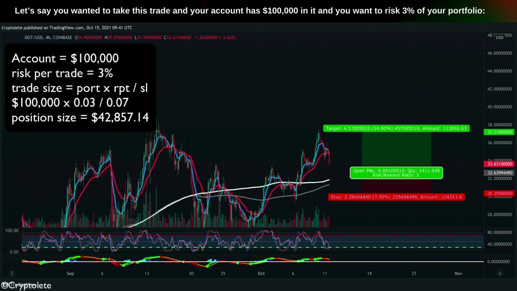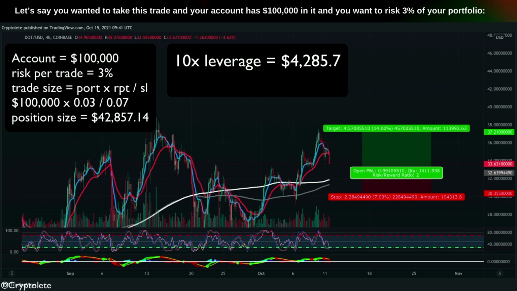It doesn't matter if you don't use leverage and 100% of the $42,857.14 that goes into this trade is yours, or if only 1/5 of that position size is actually your money and the rest is borrowed with 5x leverage, or if 1/25 of the position is actually your money and it's set at 25x leverage. It doesn't matter. If you lose this trade and you put in $42,857.14, you will lose $3,000 if it hits your stop loss.